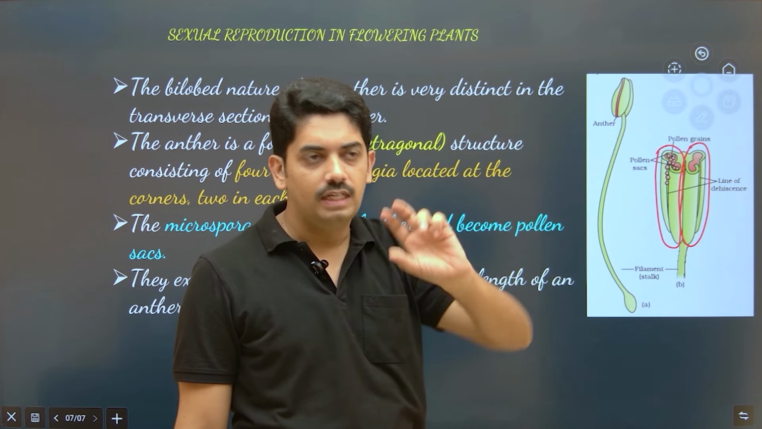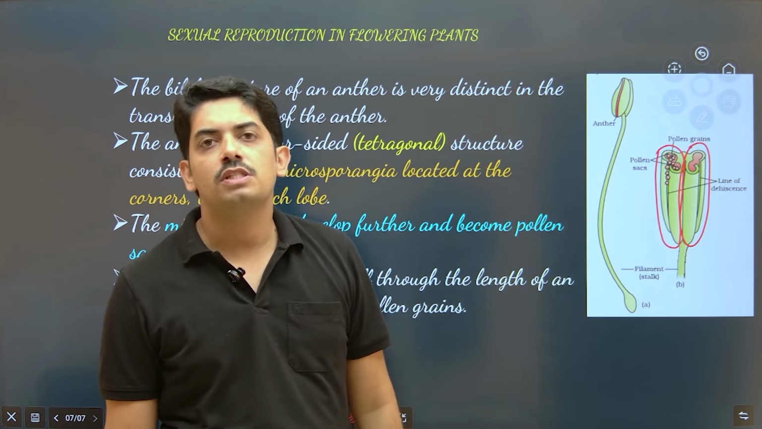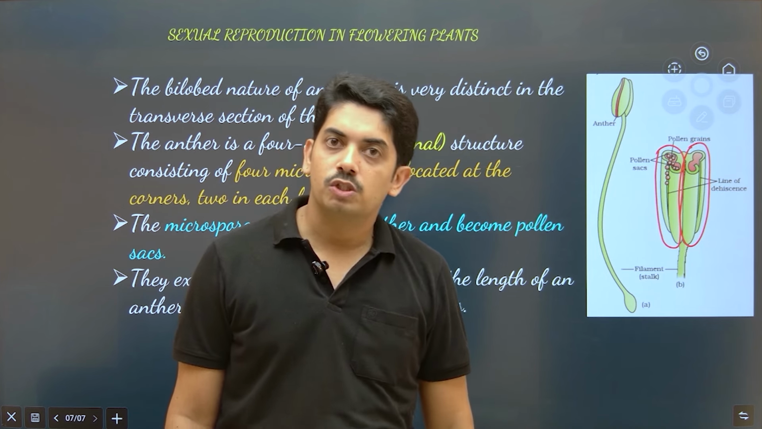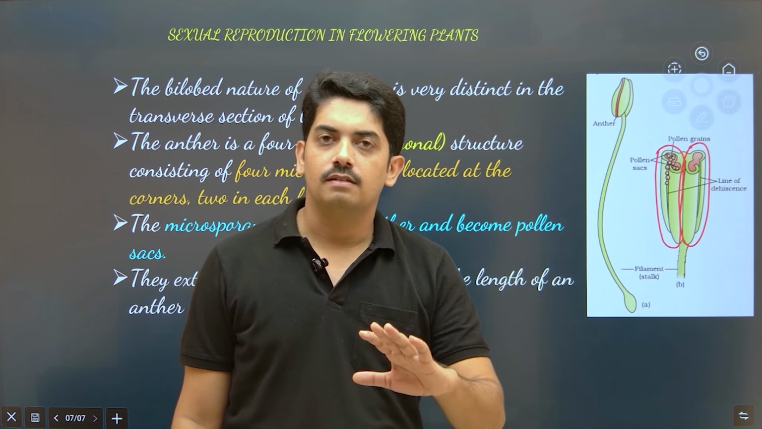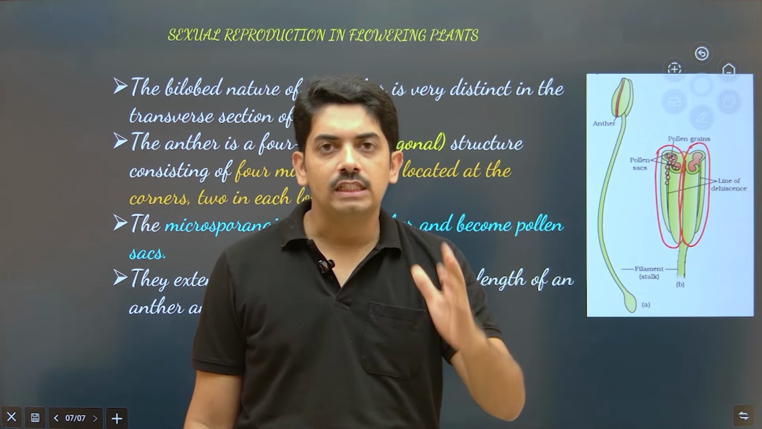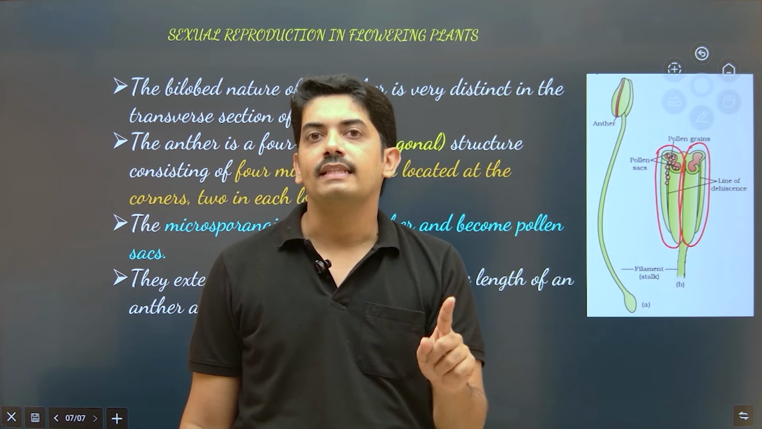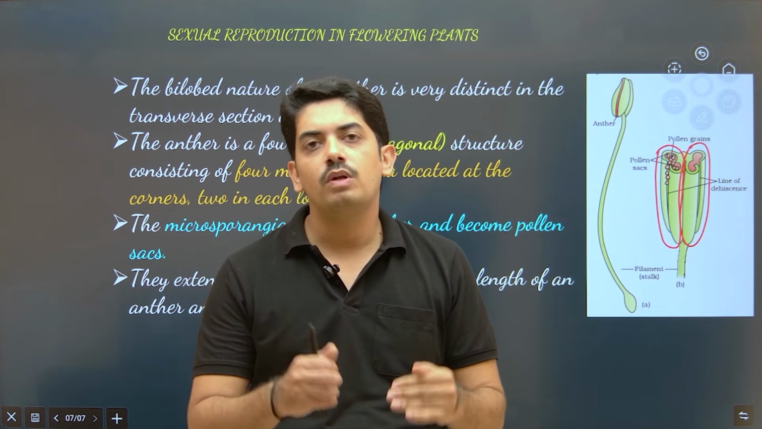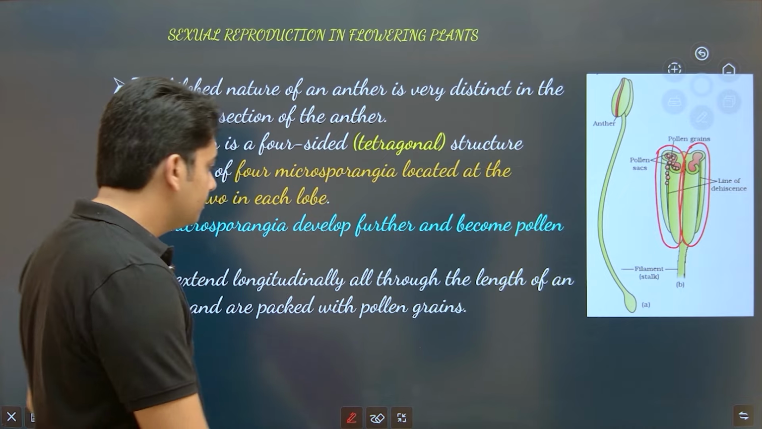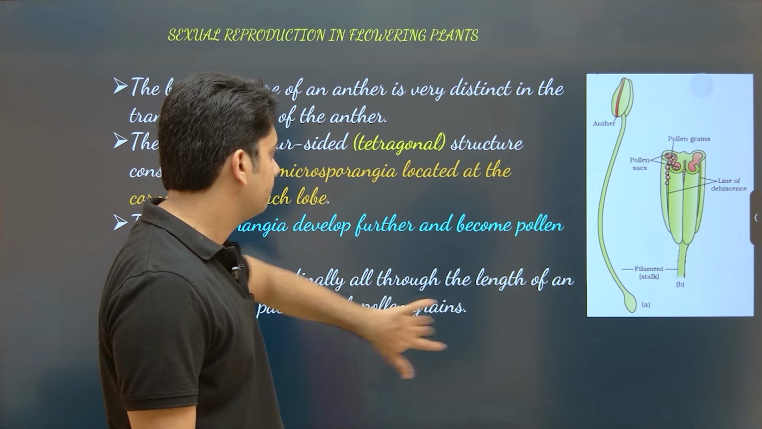Is it clear? It is present fully inside, and inside that there are specialized cells. They are called sporogenous tissue, and they develop into microspore mother cells, and these microspore mother cells are also known as pollen mother cells. And these pollen mother cells undergo meiosis, very important. Meiotically they produce the pollen tetrads, and pollen tetrads further develop into pollen grains. So I will explain that in detail. Hope this is clear. These microsporangia bear the pollen grains.